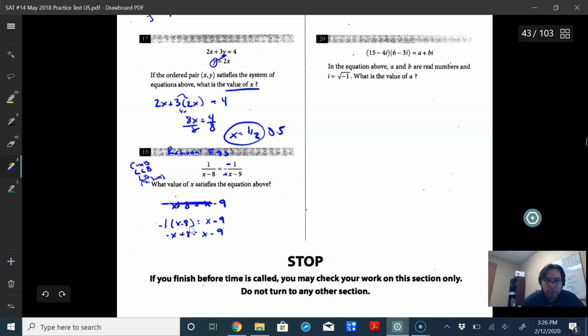So we want to move this piece over here and then move the 9 over here, and that's going to be a positive 9. So now we've got 9 plus 8 equals x plus x. So we've got 17 equals 2x. Divide by 2, divide by 2, and what you end up getting is x equals 17 halves.